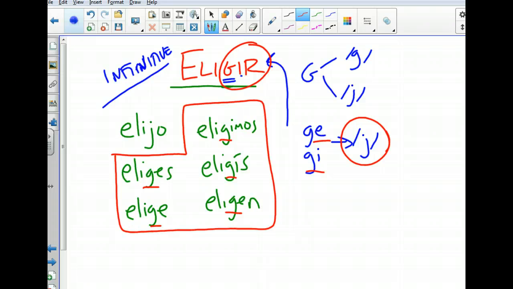In the yo form, if we have a G here, it's pronounced go. Instead of elijo, we have eligo. So esta es la forma y esta es la parte irregular. This stuff is going to come back to haunt us again when we study the past tenses. So it's important that we understand it and we know it now. Bien, so vamos a pasar al próximo verbo.